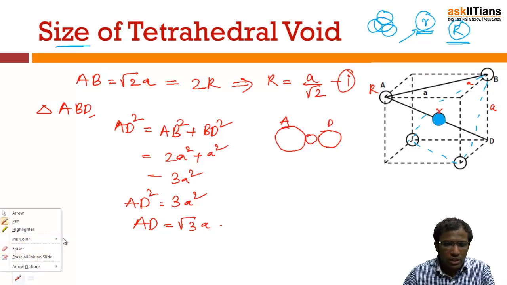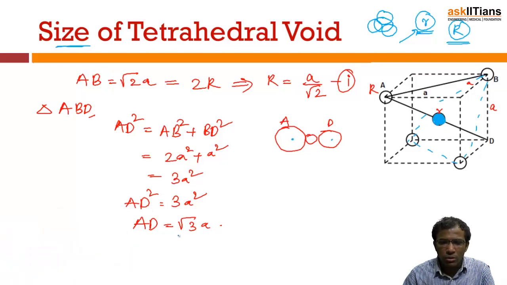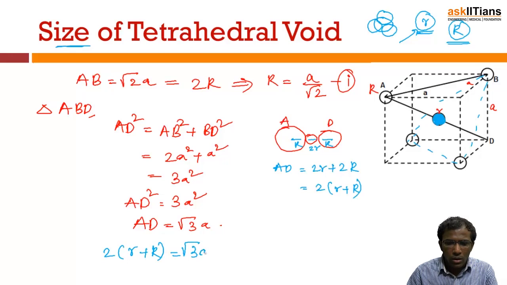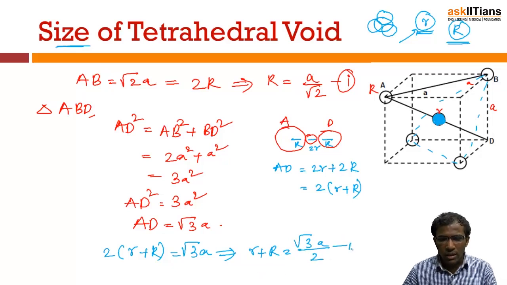So, here since they are touching each other, the center to center distance AD is equal to root 3 a. This is actually the diameter, that is 2R, and this is r. Okay. So, the length AD is equal to R plus R plus r, which is equal to 2 into R plus r. Okay. So, let us equate these two: 2 into R plus r is equal to root 3 a. So, from this we get R plus r is equal to root 3 a by 2. Okay. So, let us call this expression 2.